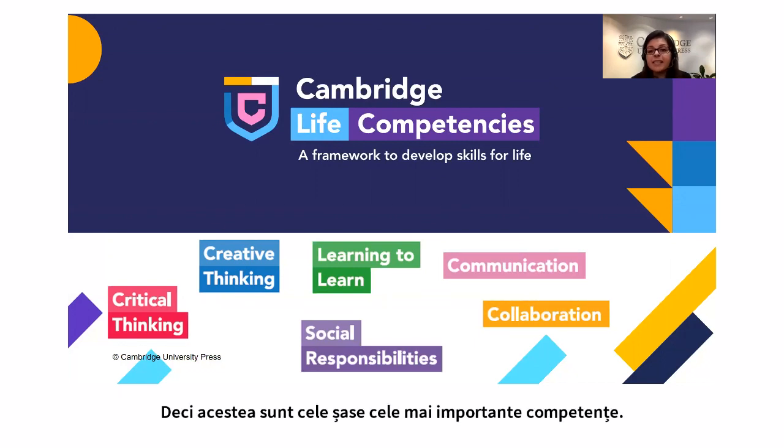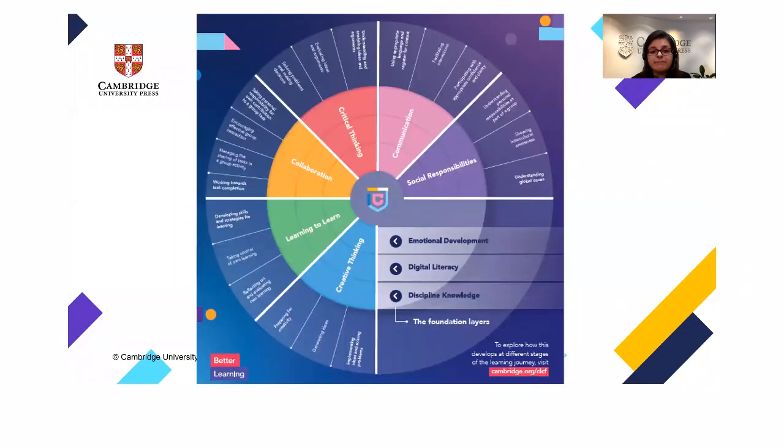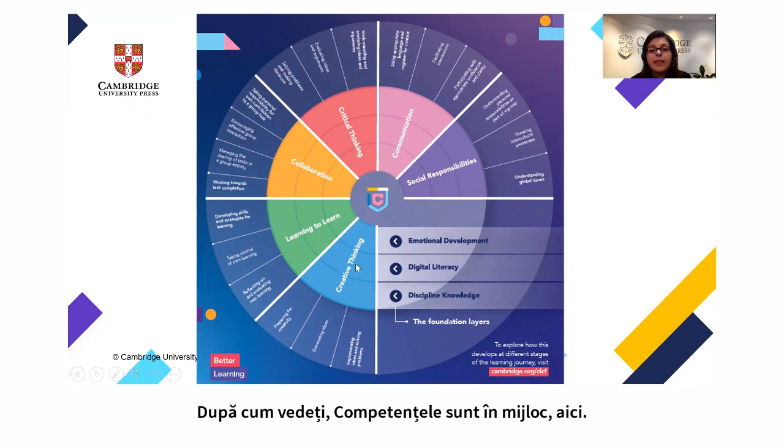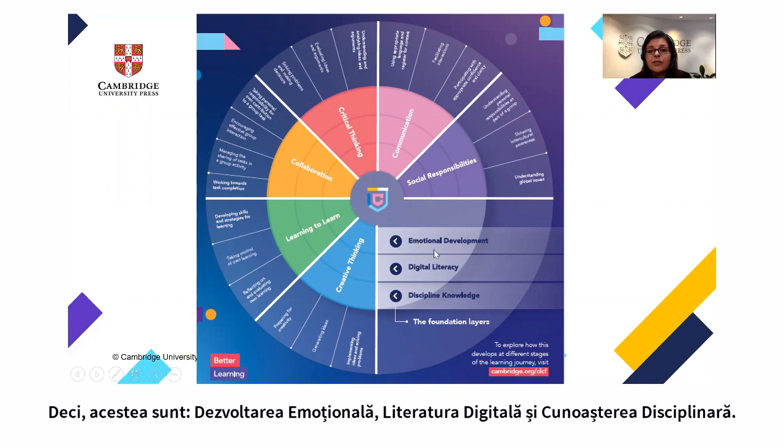So these are the 6 main competencies. And this is just an overview figure of the whole framework. So as you can see, the competencies are in the middle here. And these are underpinned by 3 foundation layers. So these are emotional development, digital literacy, and discipline knowledge.